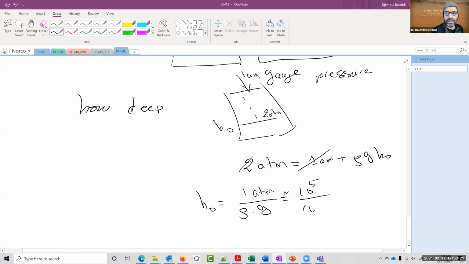So we're going to use the meter in here. It's 10 to the power 3, and G is roughly 10 meters per second. So it's going to be 10 again. If I simplify and do everything, this is roughly about 10 meters. If you go 10 meters or 32 feet below the surface of the water, you're going to be experiencing another atmospheric pressure in addition to the atmospheric pressure.